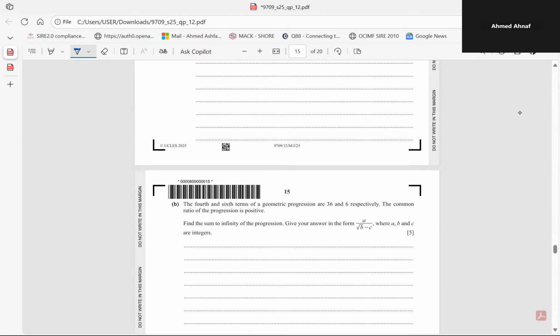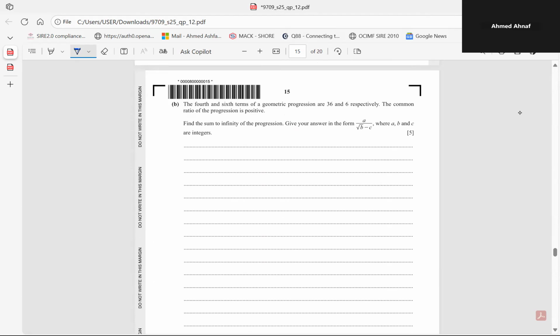Let's head on to the next part. Okay, so here we are told that the fourth and sixth terms of a geometric progression are 36 and 6 respectively, and the common ratio of the progression is positive. And here we're going to have to find the sum to infinity of the progression, and we have to give our answer in this form where a, b, and c are integers.